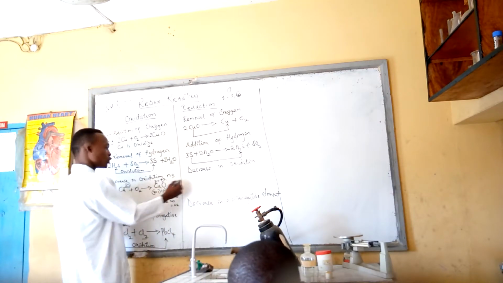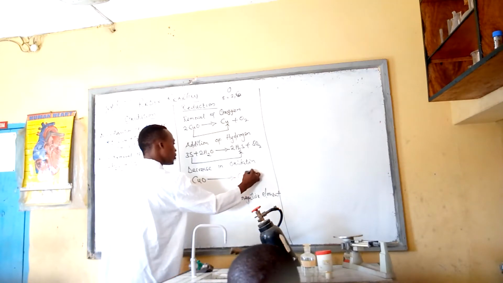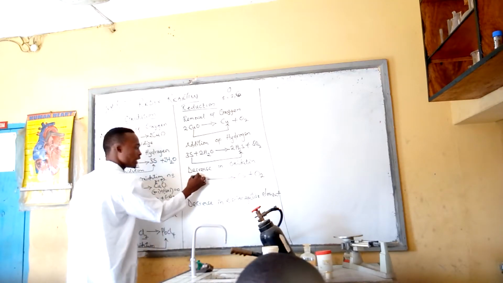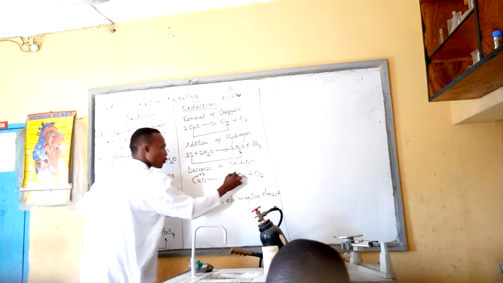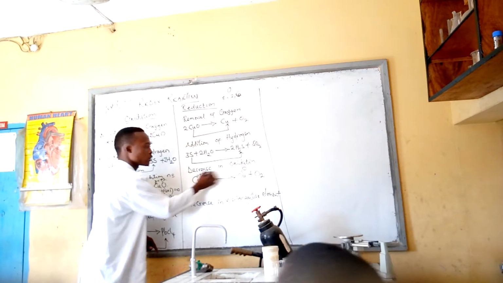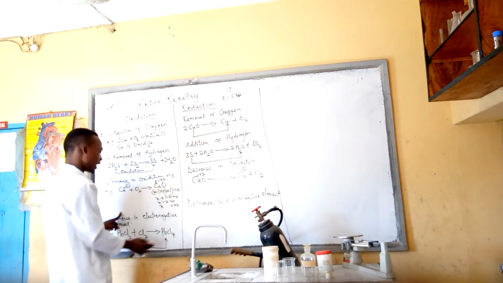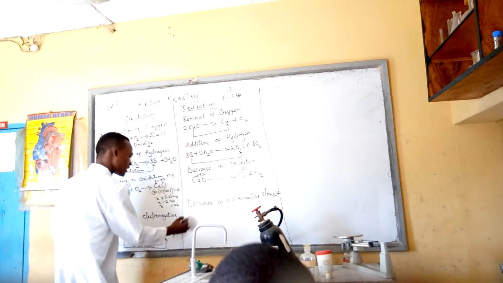Just reverse CuO to give Cu plus O2. So Cu here, the oxidation number is what? Plus 2. While this is 0, like we have done in this case. So what has happened? Decrease from 2 to 0. It has decreased. Then here is what? Decrease in electronegative element.